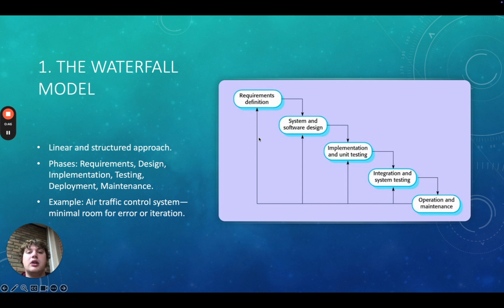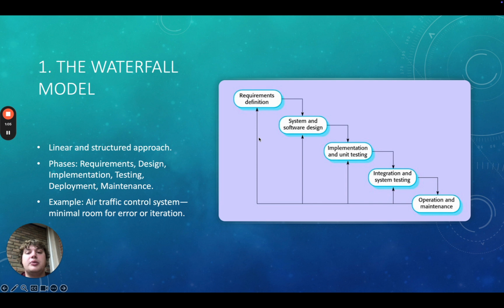How it works. In requirements, you gather all functional and non-functional requirements up front. In design, you create a system blueprint based on the requirements. In implementation, developers write the code. In testing, the software is tested for errors and compliance. In deployment, the software will go live. And in maintenance, updates and fixes occur post-launch.